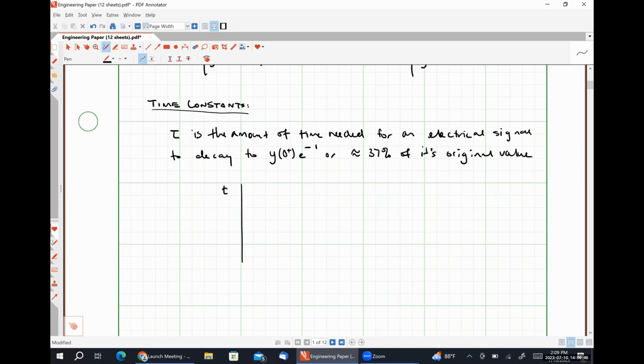On the left-hand side will be time, and on the right-hand side will be y of t divided by y of 0 plus. And in 1 tau, we will decay to e to the minus 1. Just let me get my calculator here.